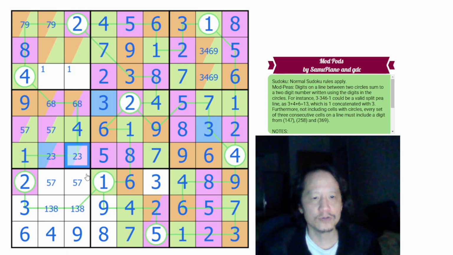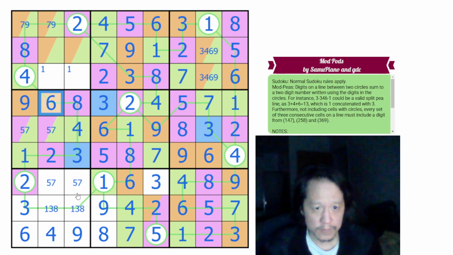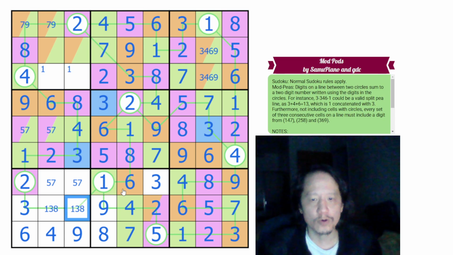This can't be 2, so this must be 3, which makes that a 2, which means this cannot be pink. This has to be the blue, and that can't be blue, which means this is pink. Therefore, this one has to be the pink, which means it has to be the 8, and this has to be the orange, which means it's a 6. 8 cannot be here anymore, therefore this must be 1. This must be 8.